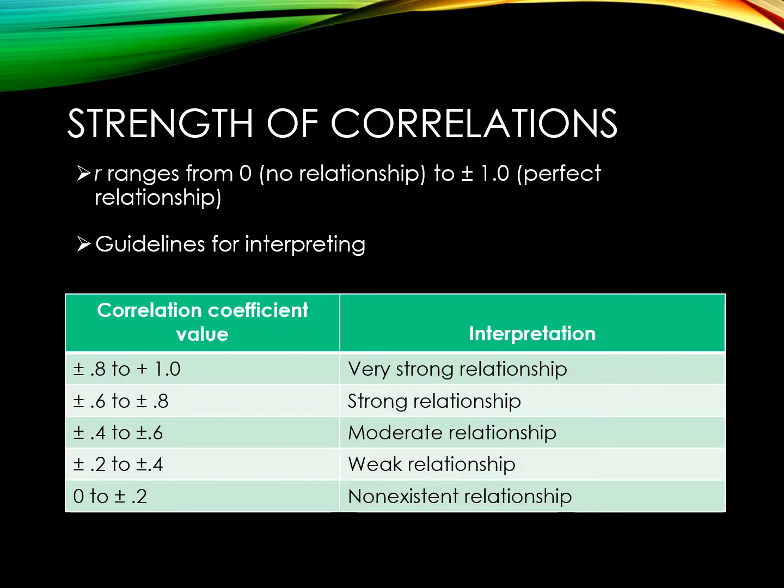We can also look at how strong the correlation is. And so R can range from 0, which is no relationship, to 1, which is a perfect relationship. And here's a little table to help guide you for interpreting the strength of relationships. If we're looking at 0.6 and above, we're looking at a pretty strong to a very strong relationship. With 0.4 to 0.6, it's a moderate relationship, and anything below that is a weak to non-existent relationship.